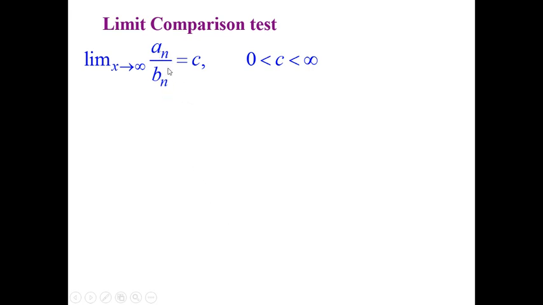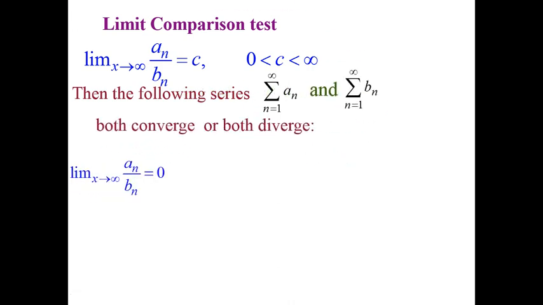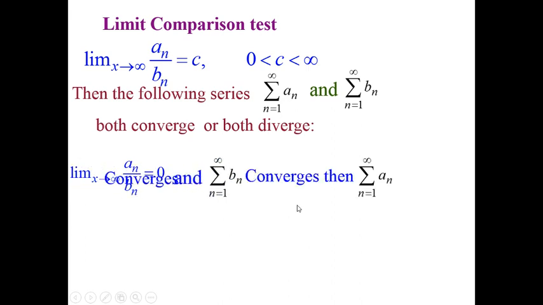The limit comparison test is quite similar. If the limit can be found, let's say C is greater than 0 and less than infinity, and B sub n converges, then either both converge or both diverge. If that limit equals 0, it's always guaranteed: if B sub n converges, then A sub n converges.